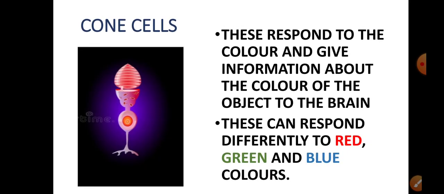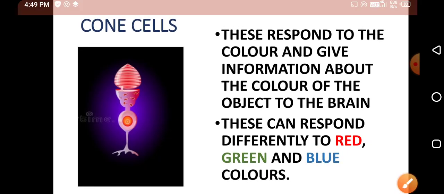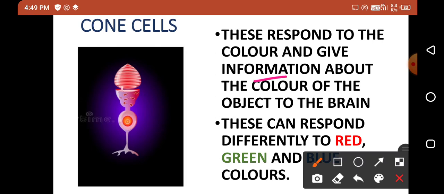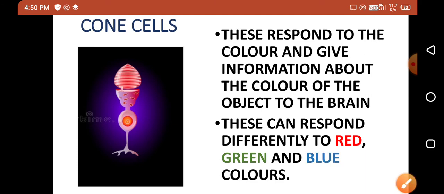The next type of cells are known as cone cells. These respond to color and give the brain information about the color of the object. Cone cells are specialized for observing and distinguishing the color of an object, and this information is passed up to the brain through the optic nerves. Then the brain interprets the information and gives us the actual image, size and color of an object. These cone cells respond differently to red, green and blue colors.